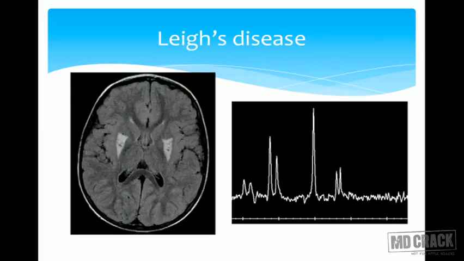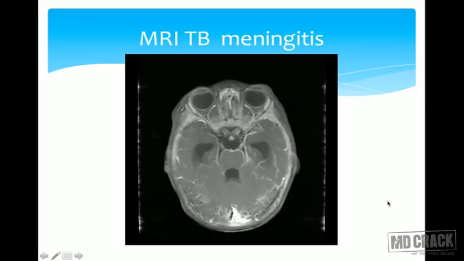Leigh's disease, another metabolic disorder. This is your typical abnormality, T2 hyperintensity within the putamen, and this is how a graph from the MR spectroscopy looks like. This is telling you exactly what are the various metabolites which might help you in determining what sort of disease process is going on.